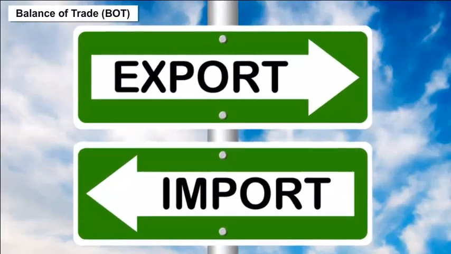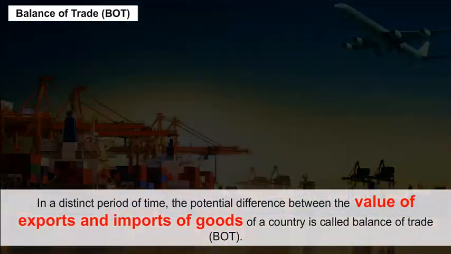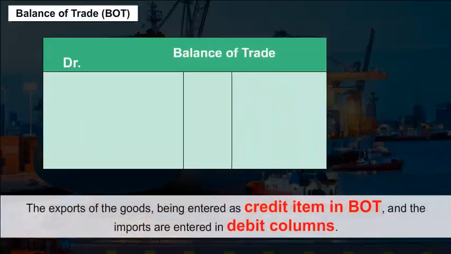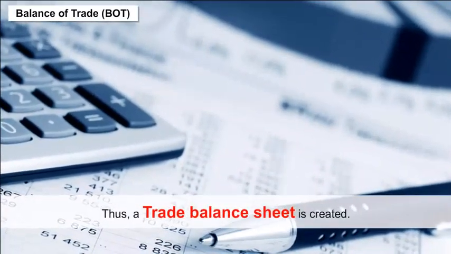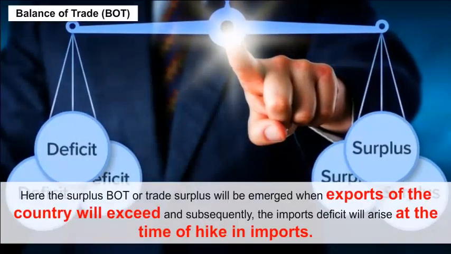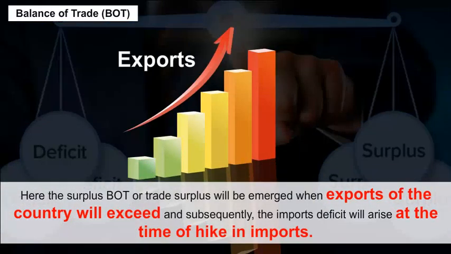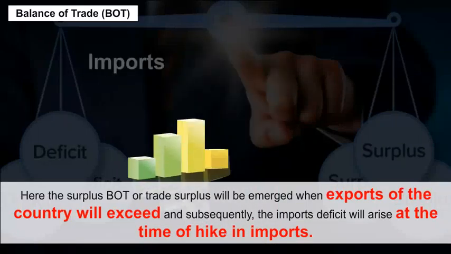Balance of trade, BOT. In a distinct period of time, the difference between the value of exports and imports of goods of a country is called the balance of trade, BOT. Exports of goods are entered as credit items in BOT and imports are entered in debit columns. Thus, a trade balance sheet is created. Here, a surplus BOT or trade surplus emerges when exports of the country exceed imports, and subsequently a deficit will arise at the time of a hike in imports.